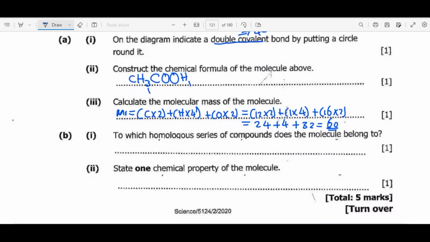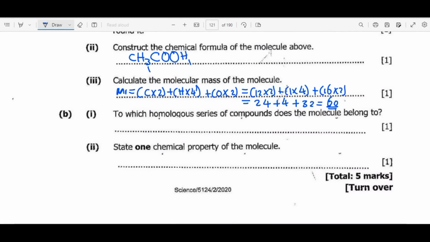Right, we move on to question B1. To which homologous series of compounds does the molecule belong? So this is a carboxylic acid. Why? Because of the COOH group. Then state one chemical property of the molecule. So say it has a sour taste.